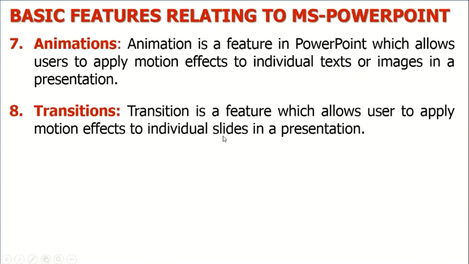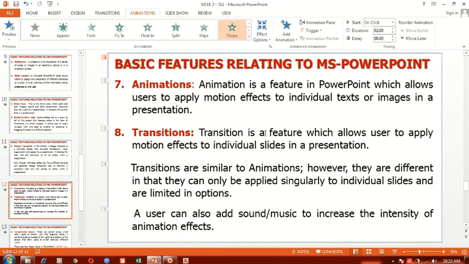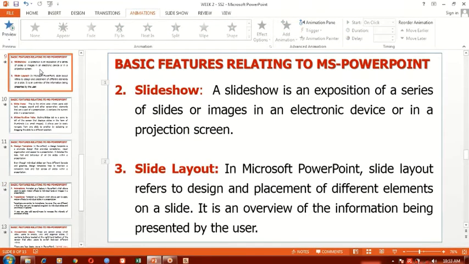The next feature is called transitions. Transition is a feature which allows users to apply motion effects to individual slides. Please take notes. Animation is for individual text or images, whereas transition applies this motion effect to individual slides. And let's see how that works. Let's get back to the main page. So this is your slide. So if you want to apply motion effects, you have to highlight the slide.